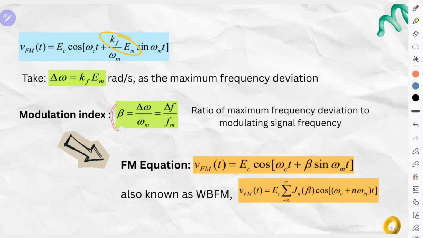Next, we introduce the modulation index beta. This is an important parameter defined as the ratio of maximum frequency deviation to the modulating signal frequency. A higher modulation index means the carrier frequency swings further from its central value. The equation here is the FM equation. It's also known as wideband frequency modulation, which is the equation shown here.